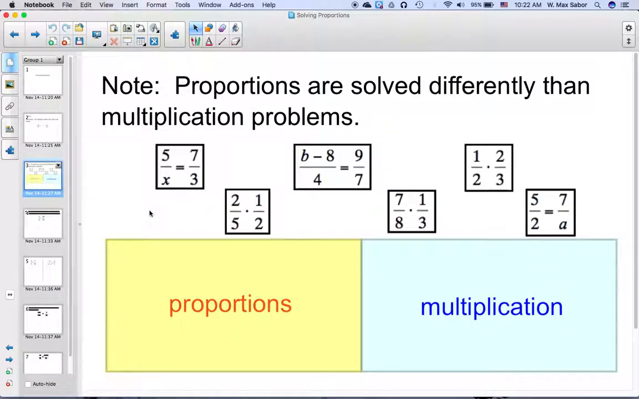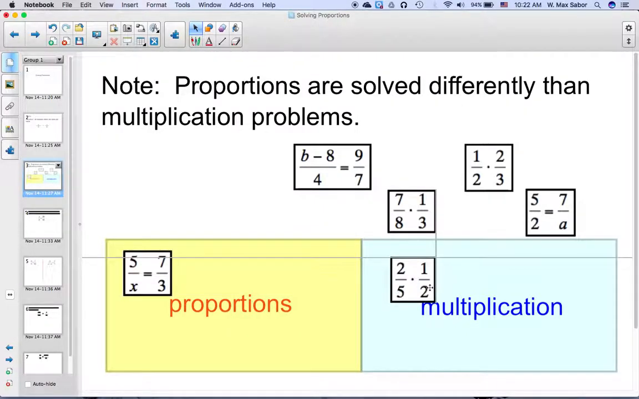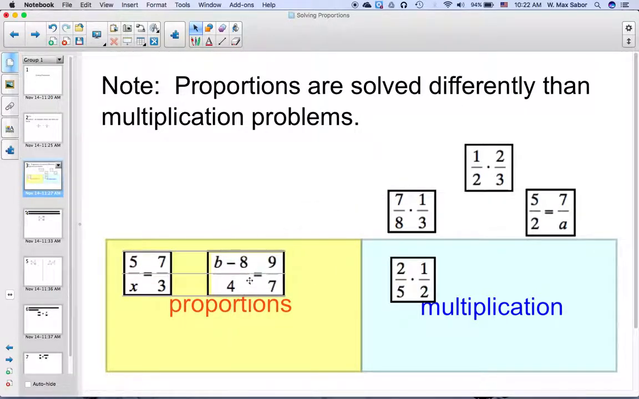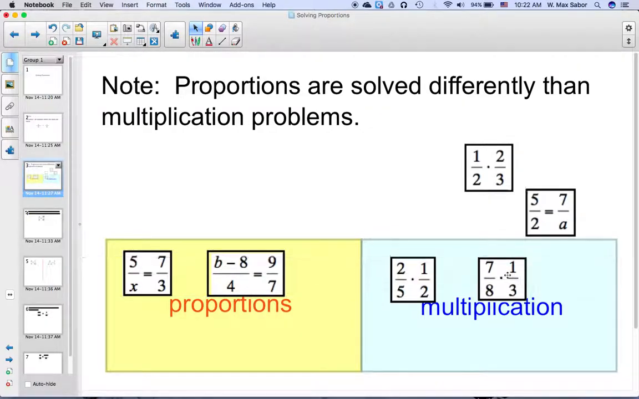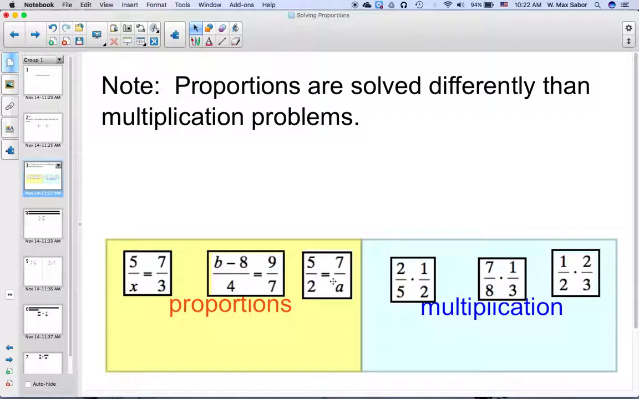Note proportions are solved differently than multiplication problems. So some of these are proportions, some of these are multiplication problems. So this is a proportion, this is a multiplication problem, this is a proportion, this is a multiplication problem, this is a multiplication problem, and this is a proportion. They are solved differently. So if you see an equal sign, then you're allowed to use this method. Not if you see multiplication. They're going to be solved differently.